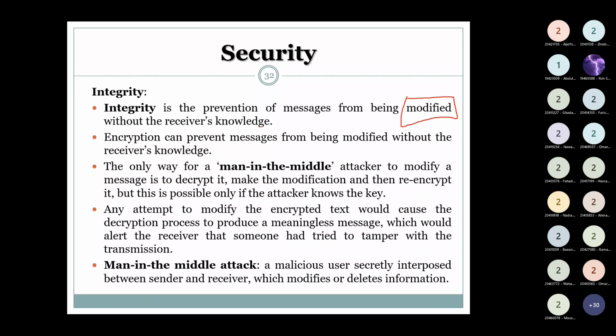So you have some keys. Encryption can prevent messages from being modified without the receiver's knowledge, and the only way for a man in the middle attacker to modify a message is to decrypt it. So once we have this brute force attack, we can guess the key, and once I get the plain text, I can modify this text. So this is the man in the middle attack. But this is impossible unless the attacker knows the key. So we need to know the key to have some type of attack.